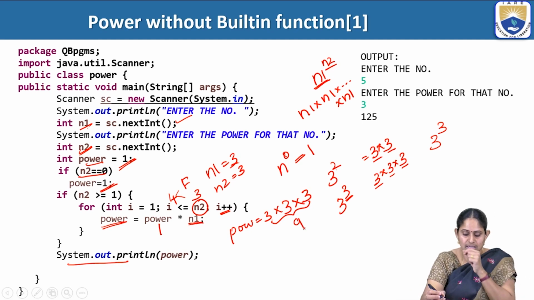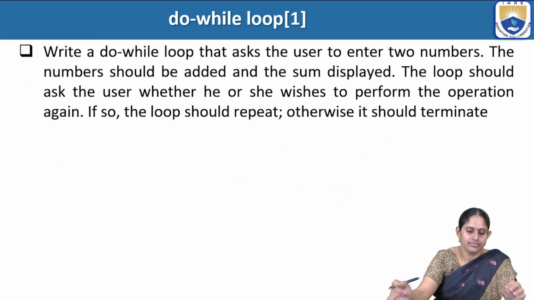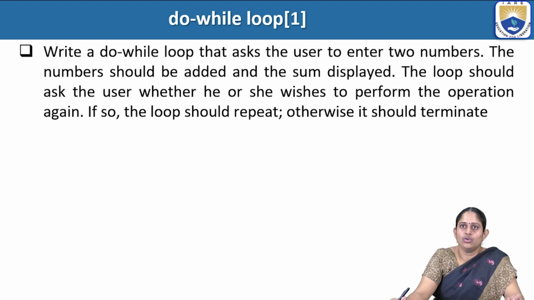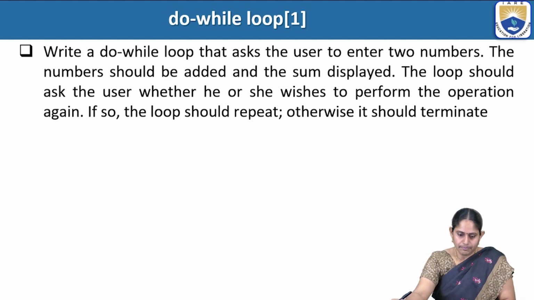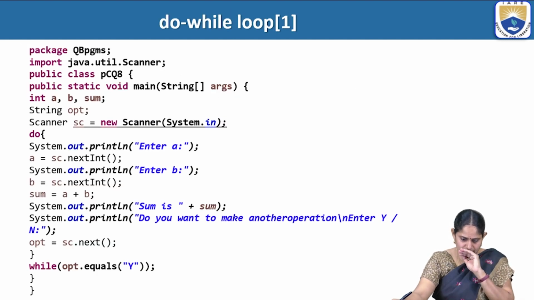The next question is to write a do while loop that asks the user to enter two numbers. The numbers should be added and the sum displayed. The loop should ask the user whether he or she wishes to perform the operation again. If so, the loop should repeat. Otherwise, it should terminate. So this is our question.